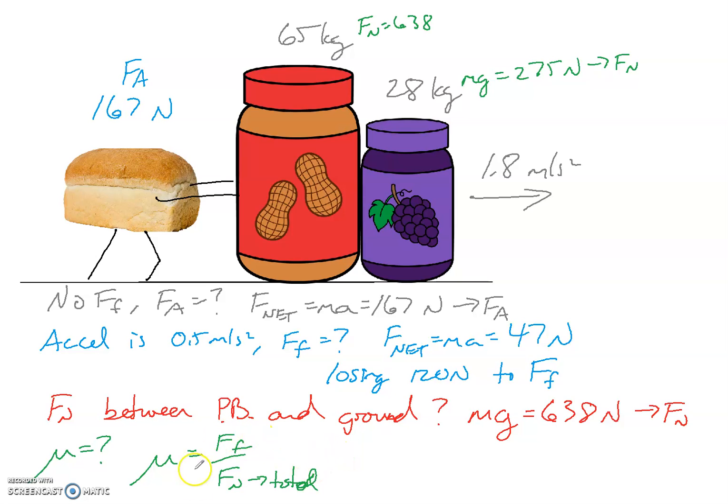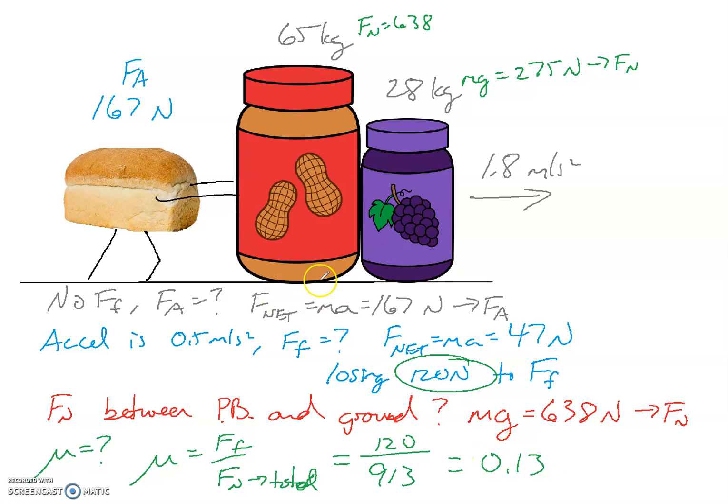So you could do them separately if you wanted to, but we're just going to do them together just to make things a little easier. So I know my force of friction was 120. So if I put my Fn's together, I'll add the 638 and 275 for a total normal force of about 913 newtons. So if I take my force of friction of 120 and I divide it by the 913, I get a coefficient of about 0.13.